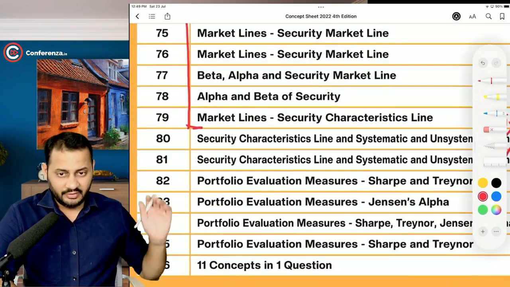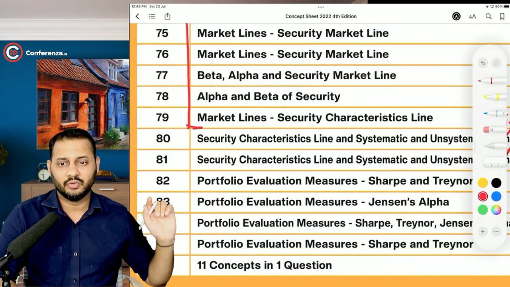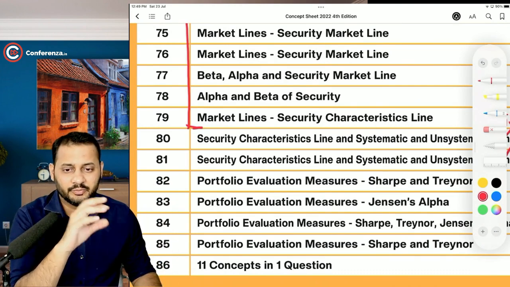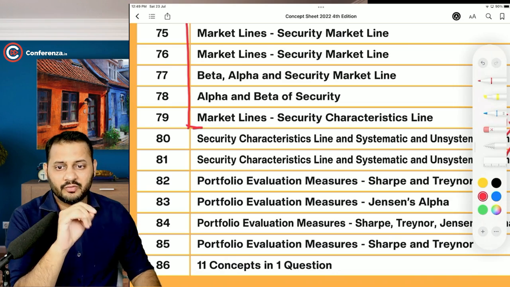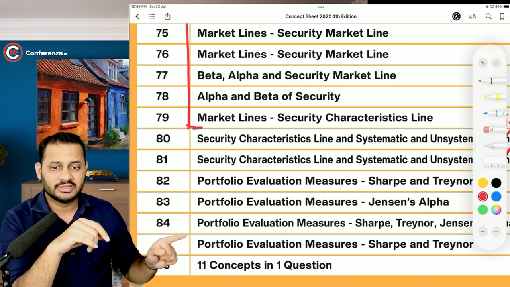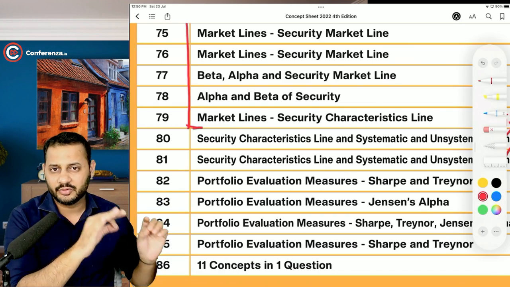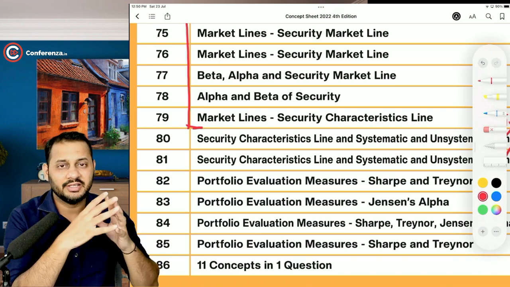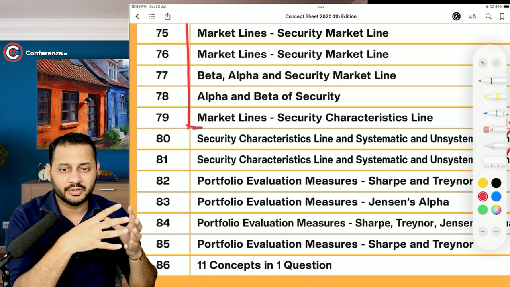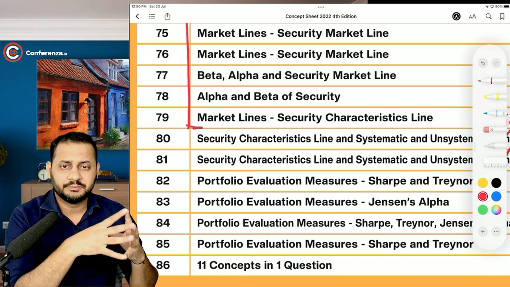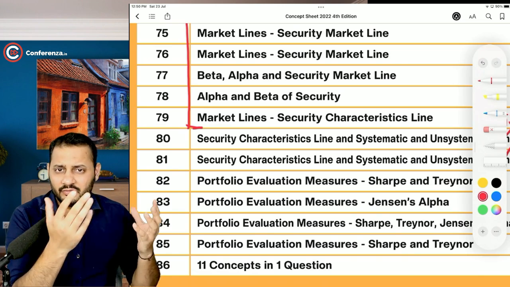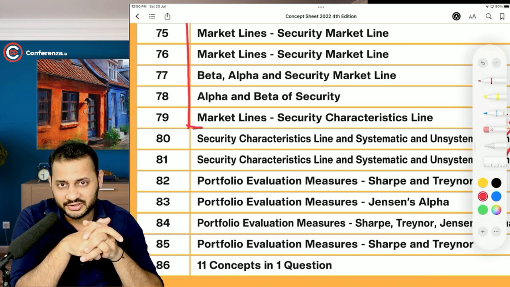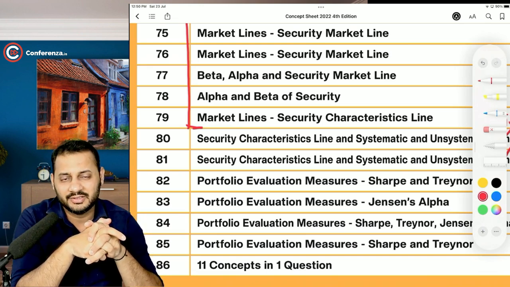So question number 81 we have finished. Now only 14 questions are left in your syllabus of the portfolio management chapter. Out of that, these 4 questions are based on the single concept that we are going to learn, which is called portfolio evaluation measures. This is an interesting concept that we are going to learn. So for the next maybe half an hour or 1 hour, we are going to spend on these 4 questions, learning portfolio evaluation measures. Let me take a break and I will be back with the concept.